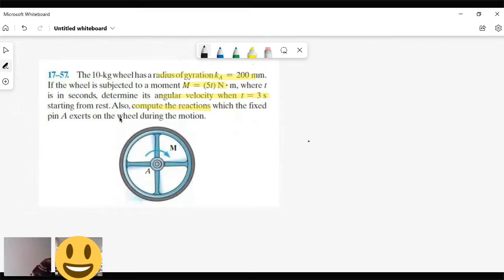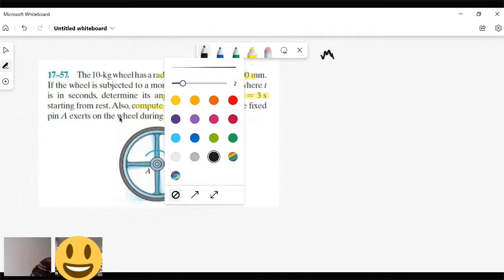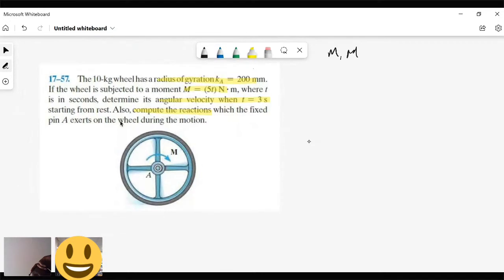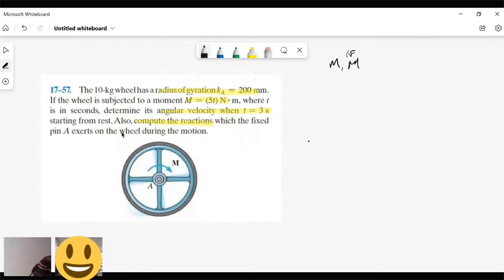So look at what they gave you. They gave you mass. They gave you time. They gave you moment, which is an example of force, like force. And they want you to solve for omega, which is like solving for v.